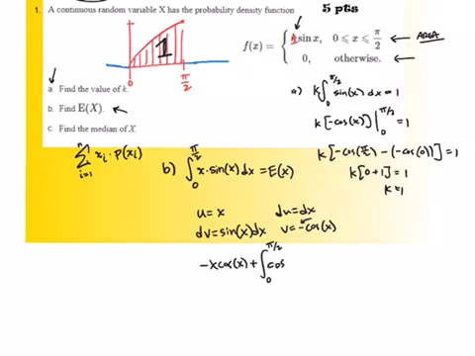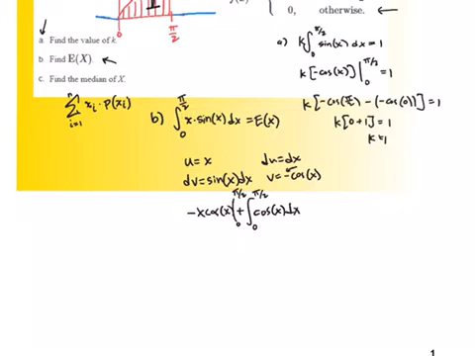So I'll just negate those and finish this up as follows. Of course, this would be evaluated from 0 to pi over 2 as well, but I'm going to combine those in just a minute. All right, so I get negative x cosine of x plus sine of x evaluated from 0 to pi over 2. And this is going to give me the expected value, right? The expected outcome right here.